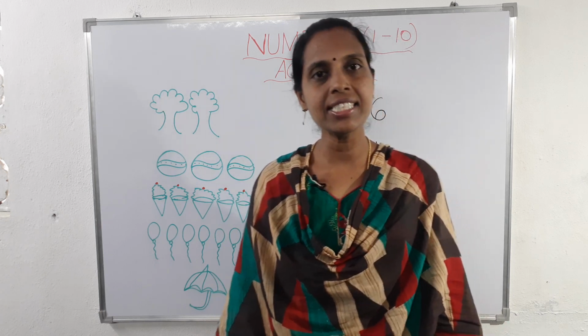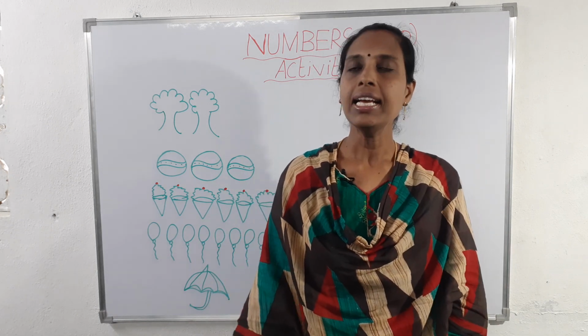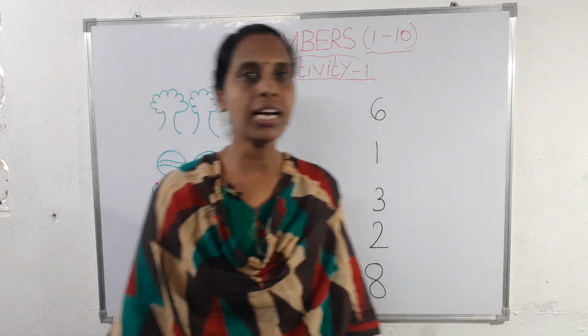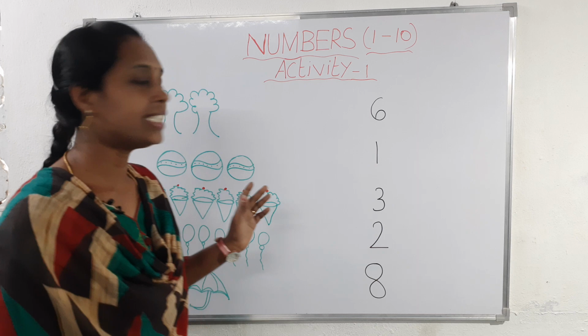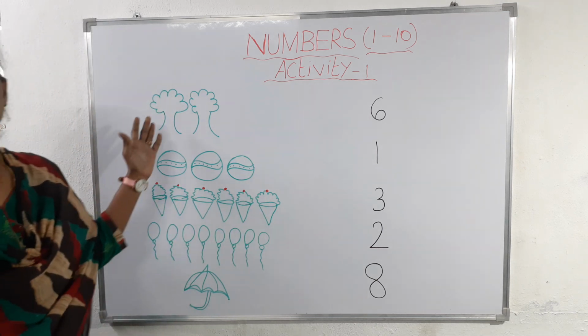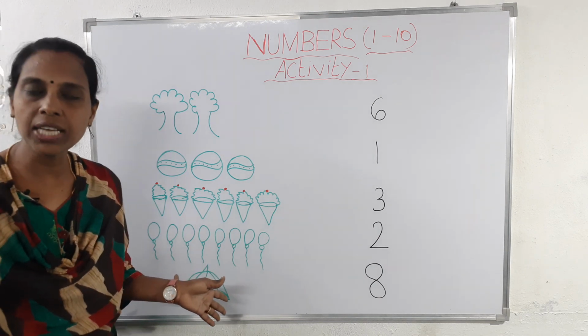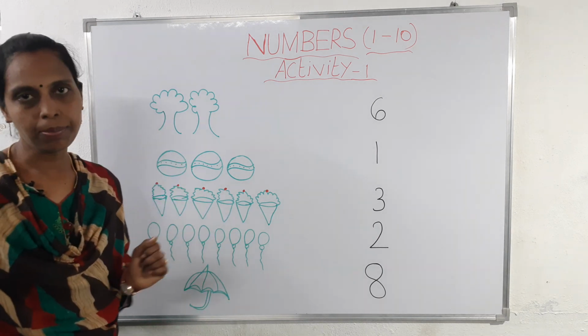In the previous class, we learned numbers from 1 to 10. Today, in this class, we learn matching, how to do the 1 to 10 numbers matching. Okay children, let's start the class. See here, some pictures are there. I drew some pictures. We can do the matching. We count the pictures and do the matching.